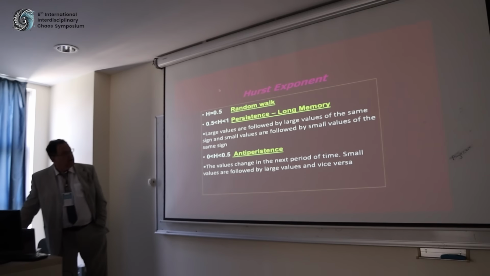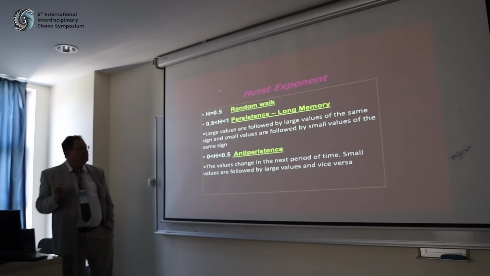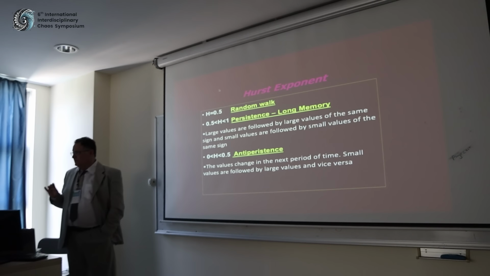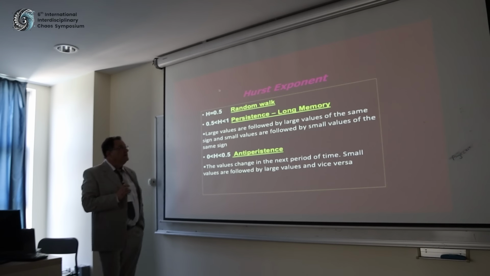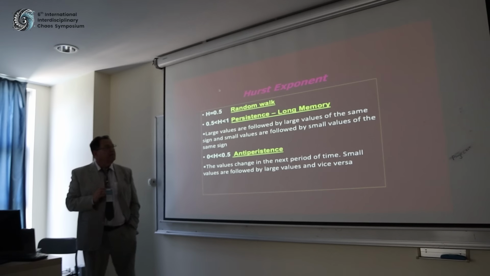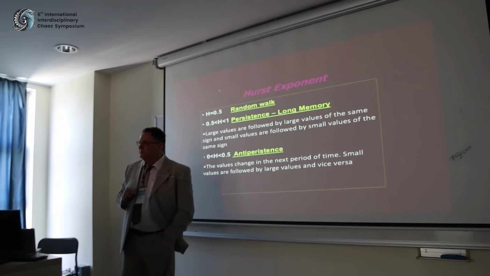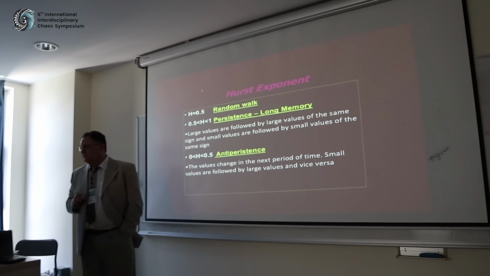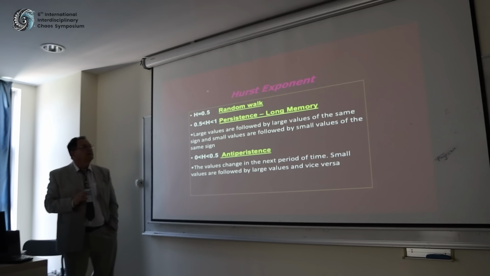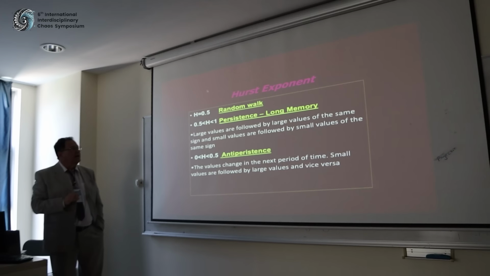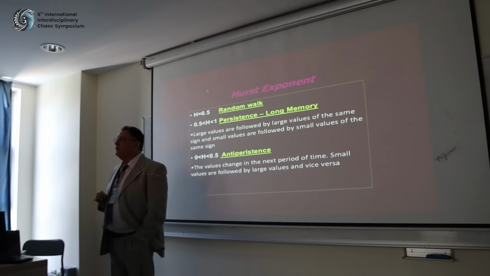Practically, from a time series you can calculate an exponent. This exponent is called the Hurst exponent. It takes three kinds of values. If it is near 0.5, this means that our time series is a random walk. It's random, it's unpredictable. Okay. If the exponent is between 1 and 0.5, this means that the time series is persistent, that has long memory.